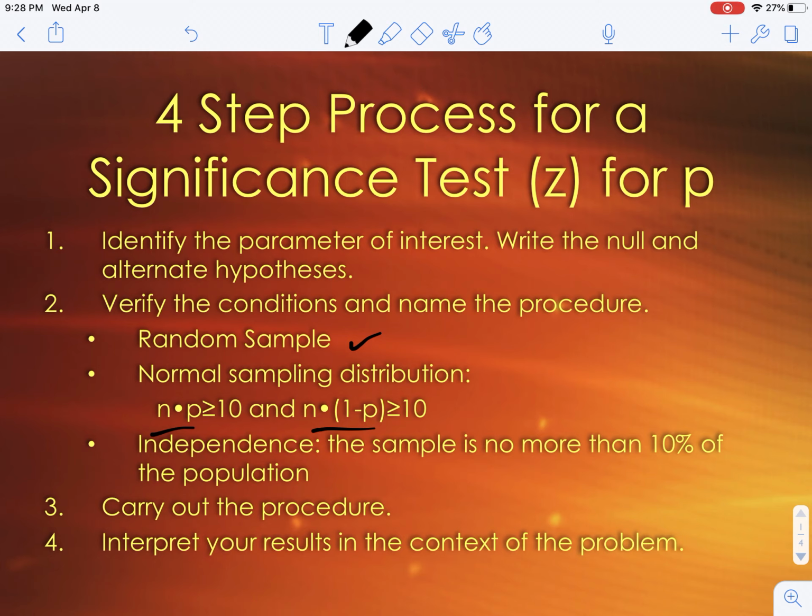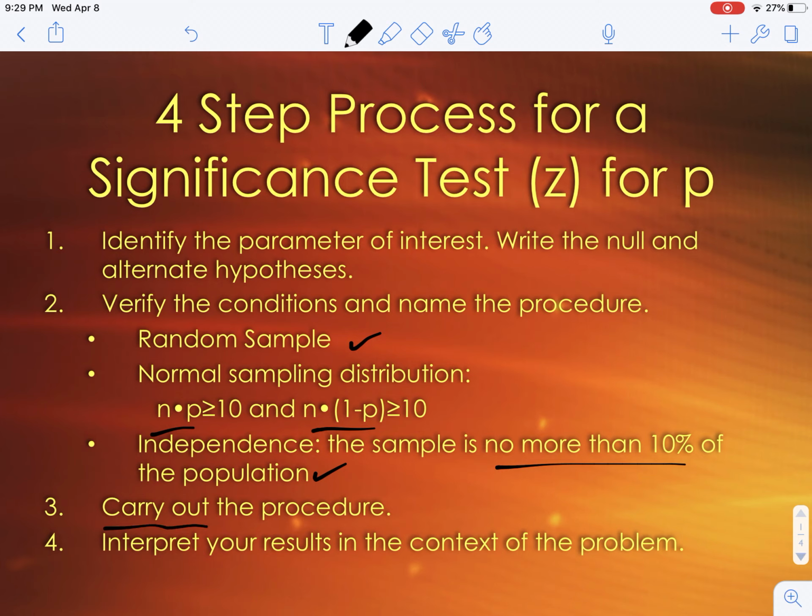One way to think about that is meet the condition that the sample is no more than 10% of the population. A quick way to check that is just to think about your sample size and multiplying that number by 10. So if your sample size times 10, if it's reasonable that your population is that number or bigger, that'll satisfy this independence condition. Step three, you're going to carry out the procedure.